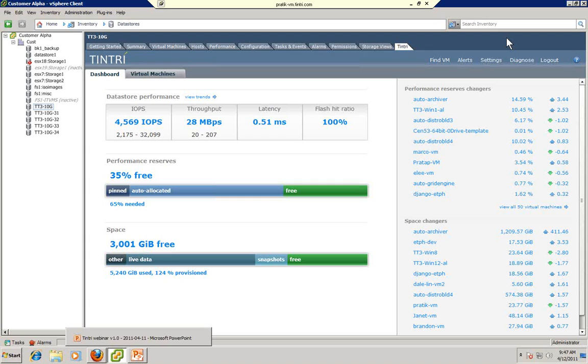Okay, cool. And Pratik, this is probably good for you. A couple people have noticed that the capacity fuel gauge lists 124% provisioned. So what exactly does that mean?